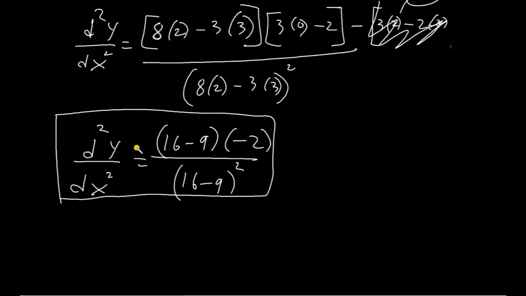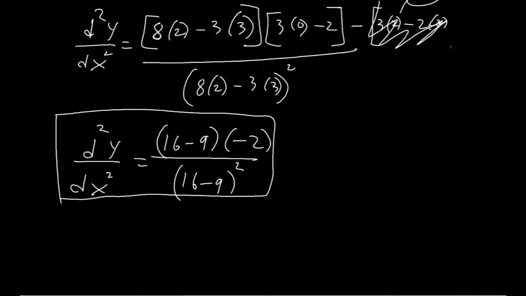So to figure out whether the point has a local maximum or minimum, we can use the second derivative test. We know the first derivative is 0, right? So we can figure out the second derivative and see if it's greater than 0, then we have a local minimum. If it's less than 0, we have a local maximum. And this seems to be a positive number times a negative number divided by a positive number. So the second derivative is negative.